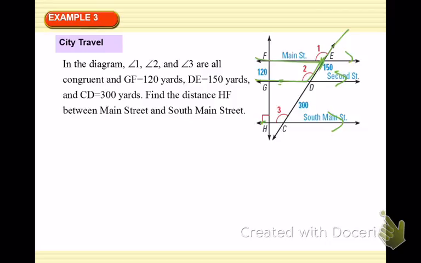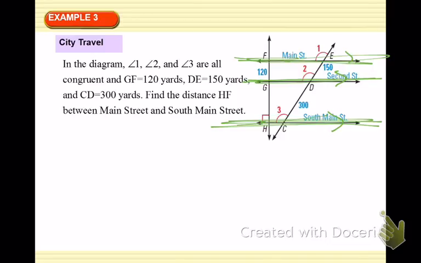And by the transitive property of parallel lines, obviously Main Street and South Main are going to be parallel, right? So we have 3 parallel lines that are intersecting these two transversals. And so from our previous theorem, we know that the pieces of the transversals are going to be proportional, right?